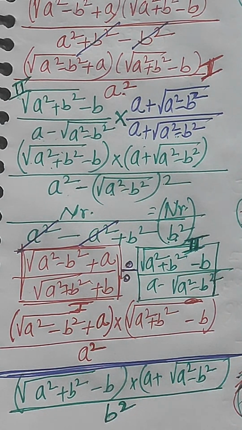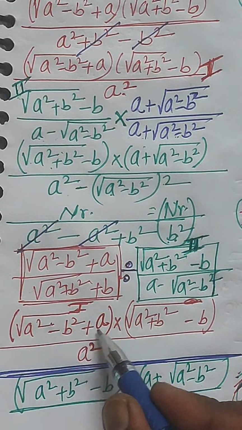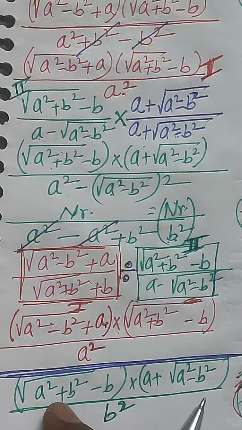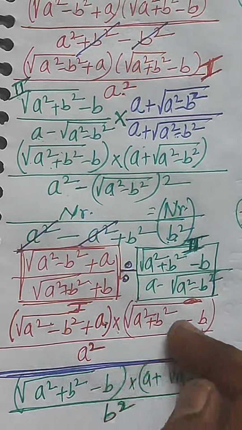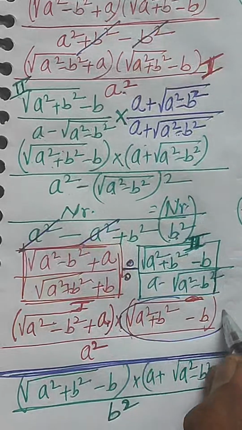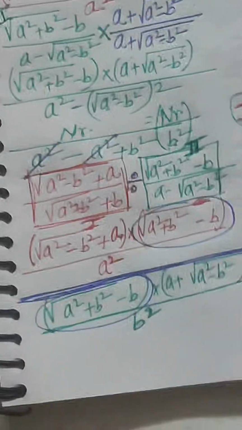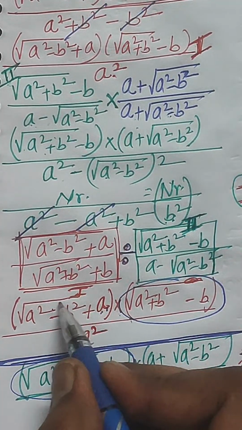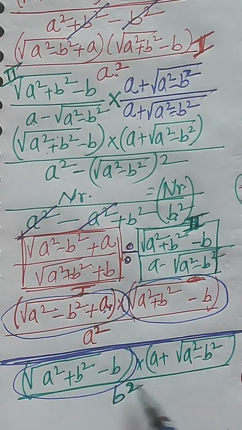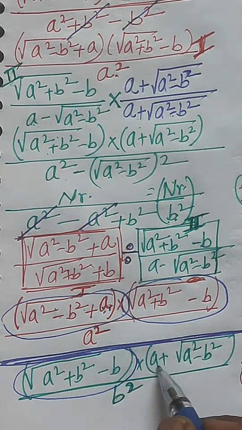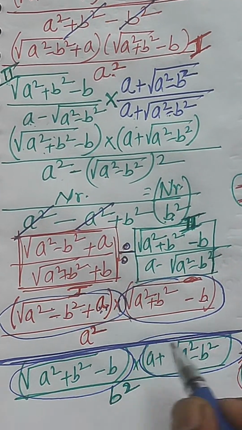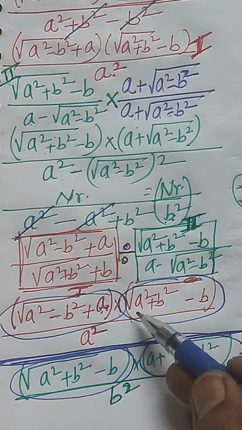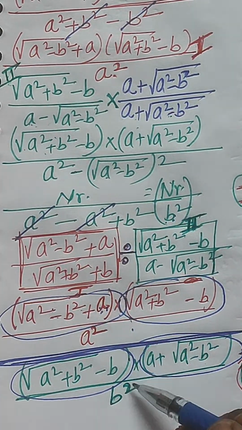Let us see. Here you can see root over of a square minus b square plus a into root over of a square plus b square minus b. Here you can see root over of a square plus b square minus b. Just watch this one. Is it not the same? And here root over of a square minus b square plus a, and here this plus a or a plus this is same. So we can say this is in the format numerator 1 by denominator 1 divided by numerator 2 by denominator 2.